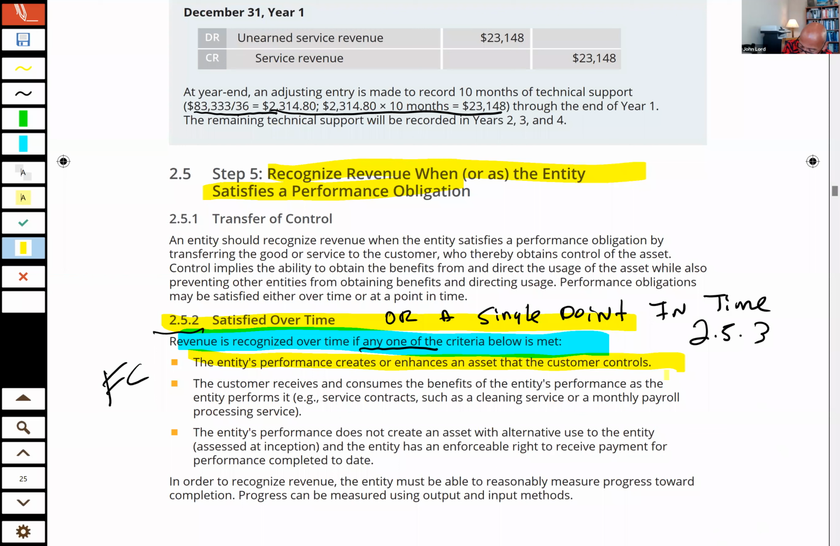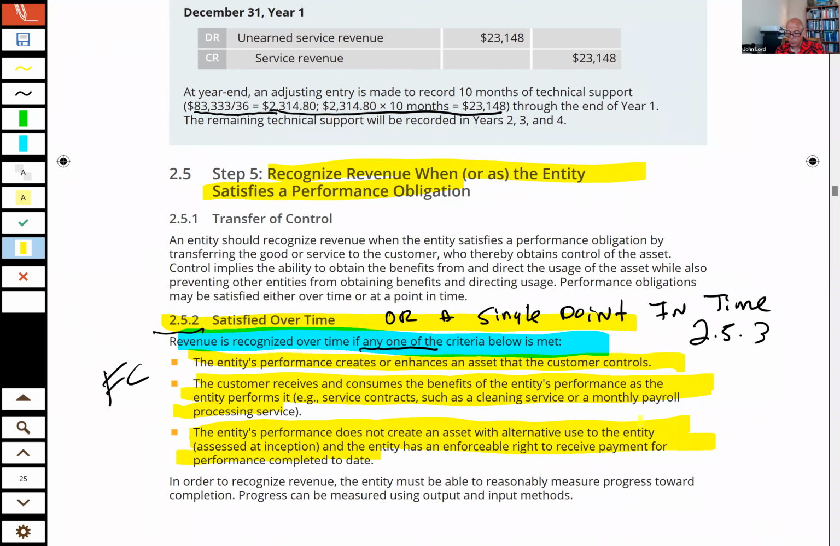Okay, the customer receives and consumes benefits from the entity's performance as the entity performs, such as a cleaning service. So you take the revenue as you perform the cleaning service in the contract. Say I have a contract with you to come clean my office building once a week. Well, when you perform that week, you could take the revenue for that. Or the entity's performance does not create an asset with alternative uses, and the entity has an enforceable right to receive payment.